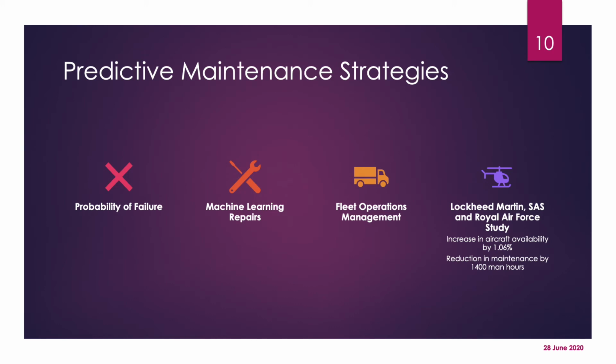The study demonstrated with the Royal Air Force, SAS, and Lockheed Martin that the predictive maintenance strategy and business analytics tool can increase overall aircraft availability by 1.06% and save an estimated 1,400 hours of maintenance downtime over the 3 months scheduled.